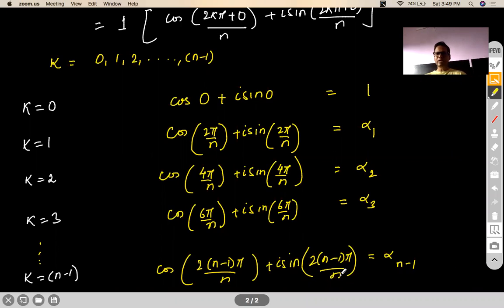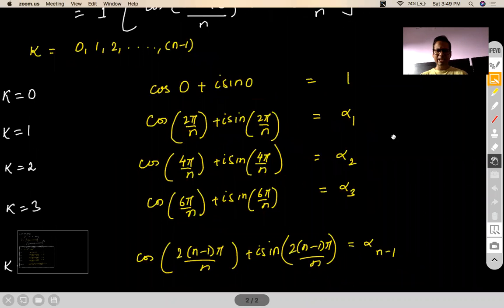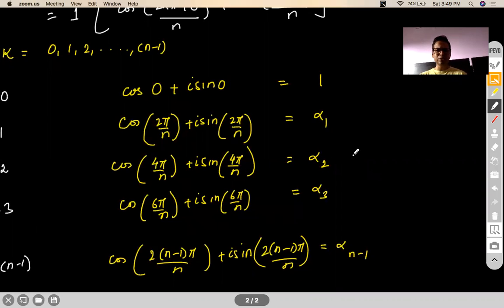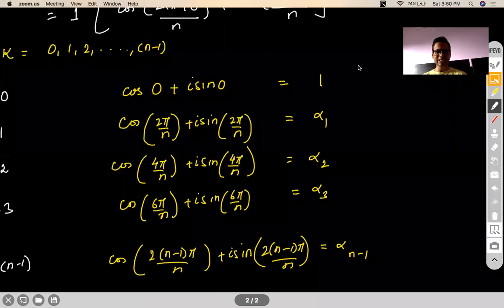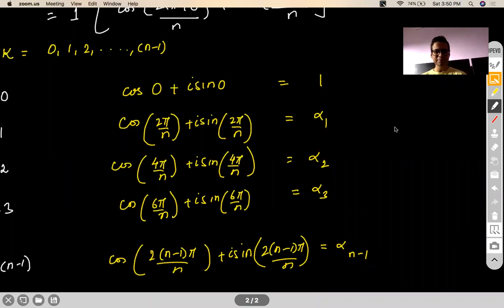Right. Now, if you observe this very carefully, you would realize that alpha 2 is actually the square of alpha 1. Yes or no? Alpha 2 is actually the square of alpha 1. Why? Can anybody answer that?